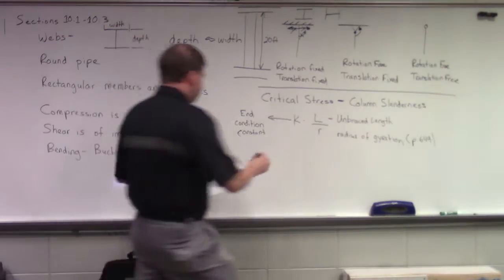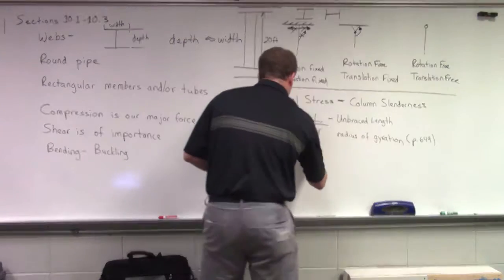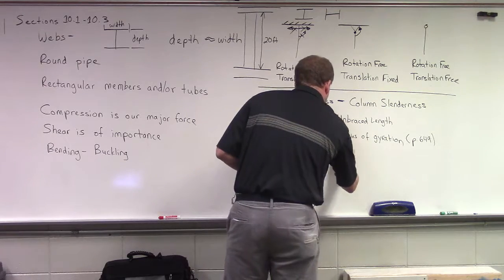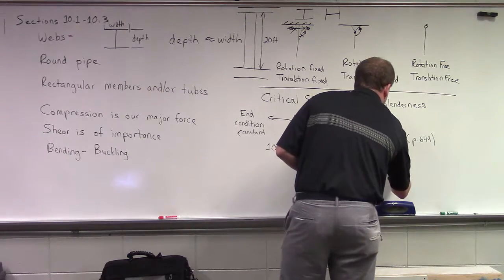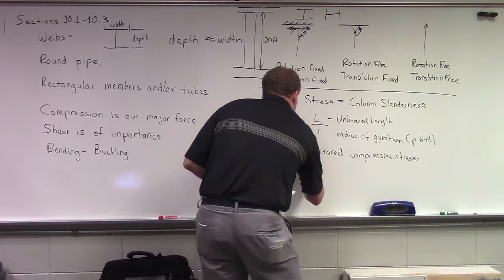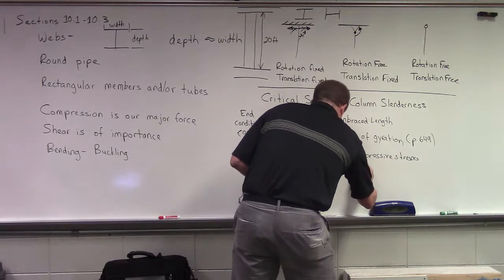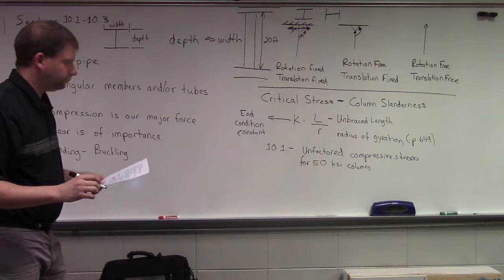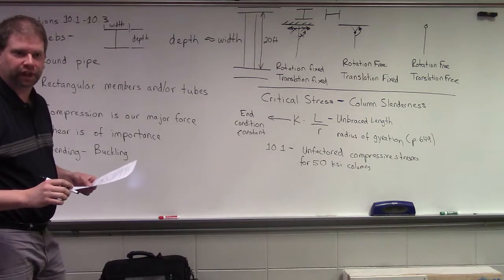Additionally, you'll need table 10.1. Table 10.1 gives unfactored compressive stresses for 50 KSI steel. Is that the columns we're working with then? Yep. For the homework that you'll do, you'll assume 50 KSI steel.